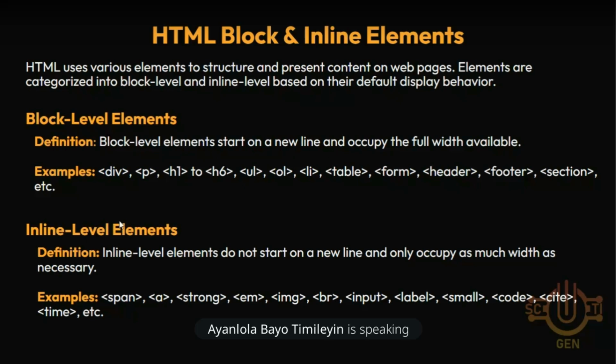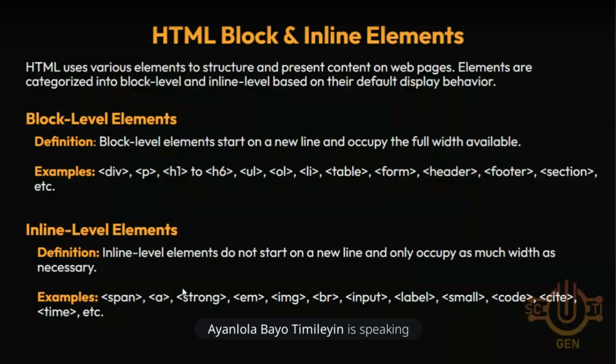Then on the other hand, we have the inline level elements, which do not start on a new line and only occupy as much width as necessary. And a good example is span, the anchor tag, right? In our last session, we saw the anchor tag for creating links, right? So a link, or the A tag, is a good example of an inline level element. And we can remember when we created our links, right? They were all rendered on the same line until we used the BR tag to format it.